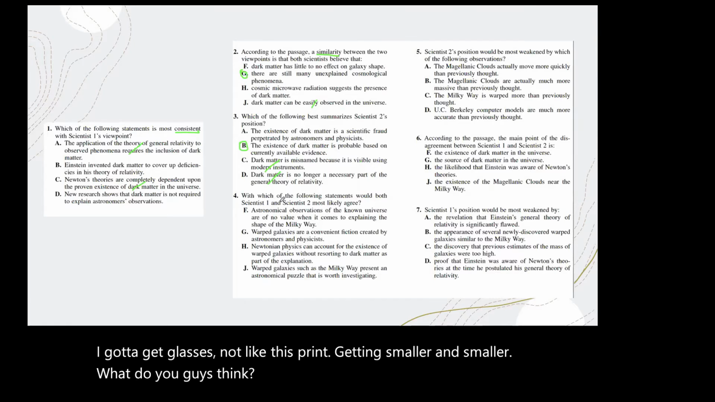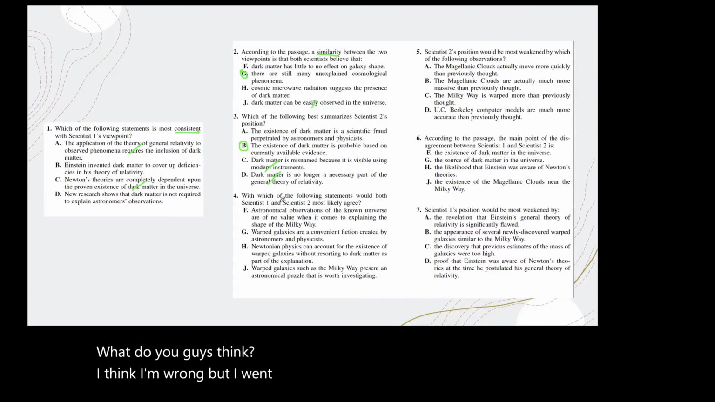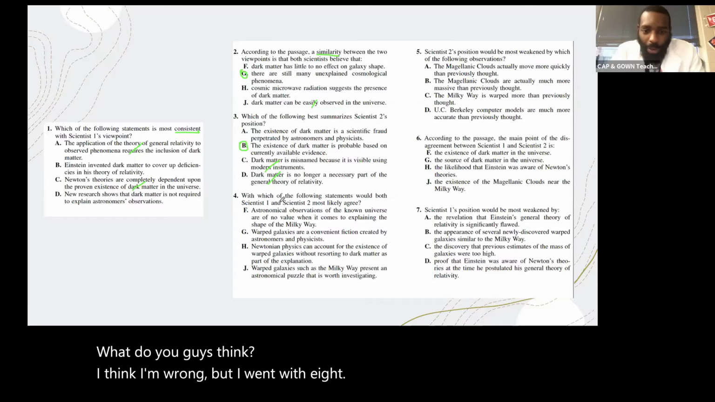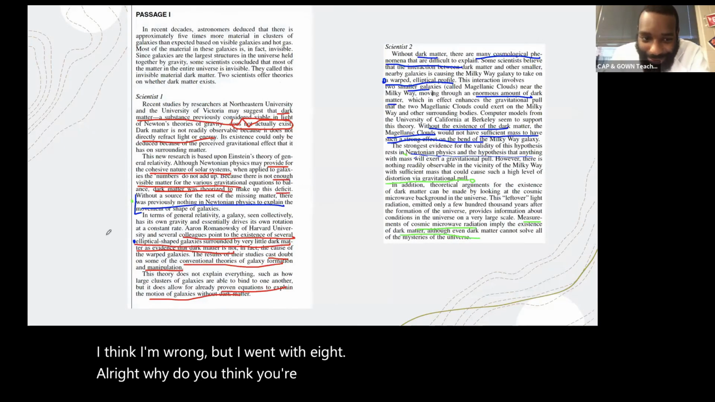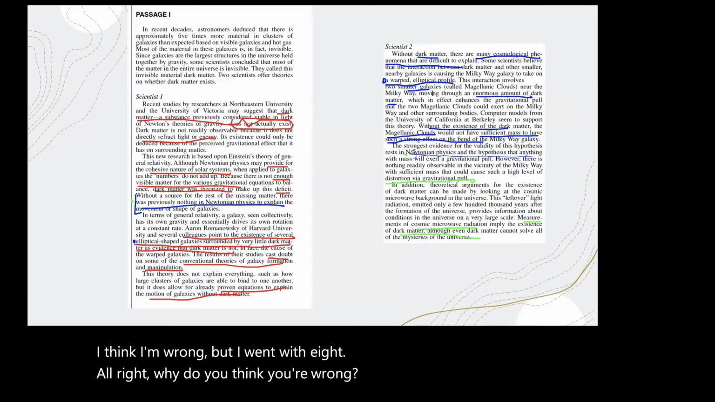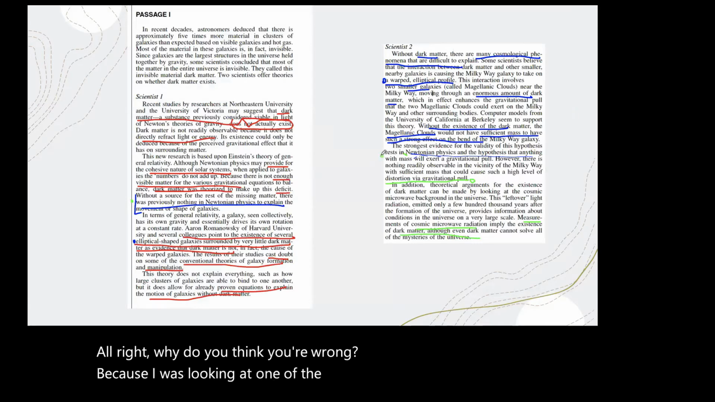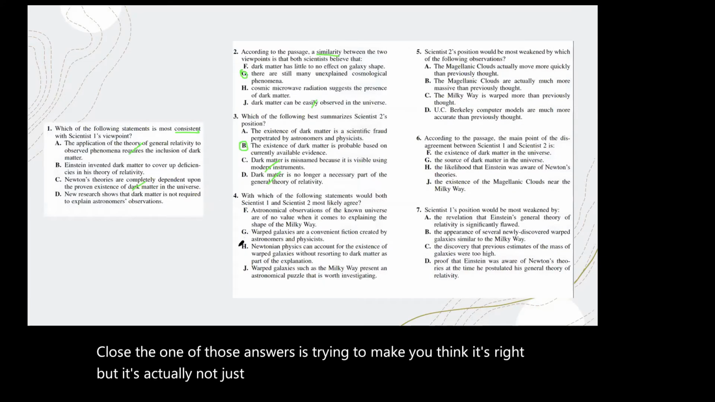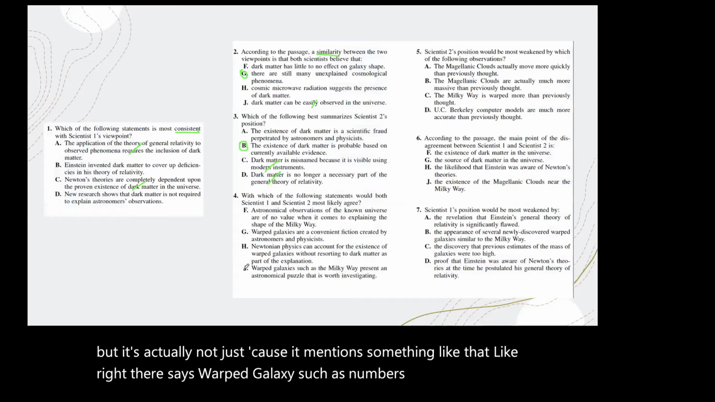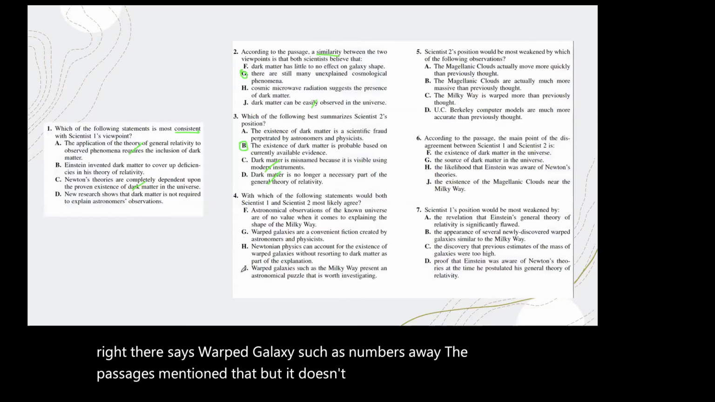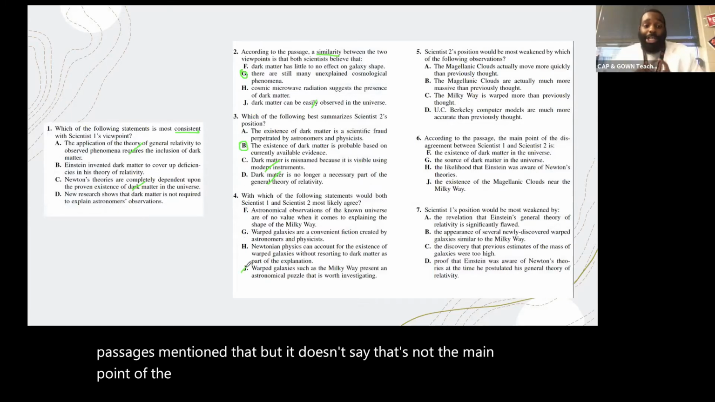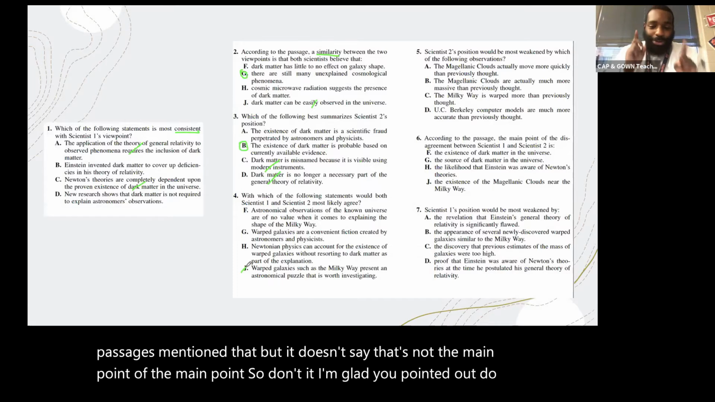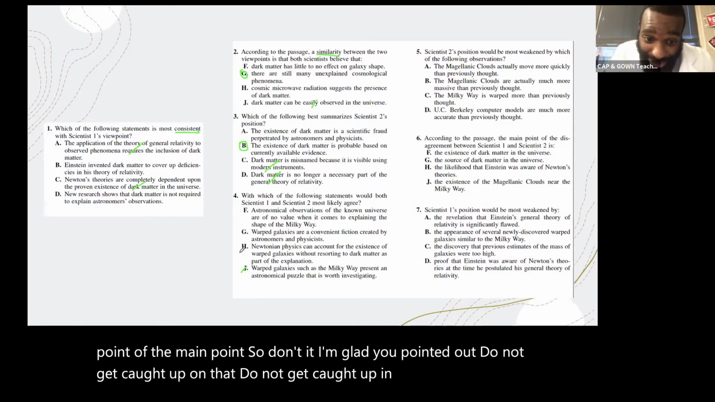I think I'm wrong, but I went with H. All right, why do you think you're wrong? Because one of those answers is trying to make you think it's right, but it's actually not, just because it mentions something like warp galaxies such as the Milky Way. Both passages mention that, but it's not the main point they're trying to prove. I'm glad you pointed that out. Do not get caught up on that. The correct answer is H.